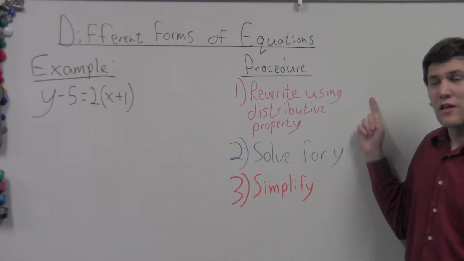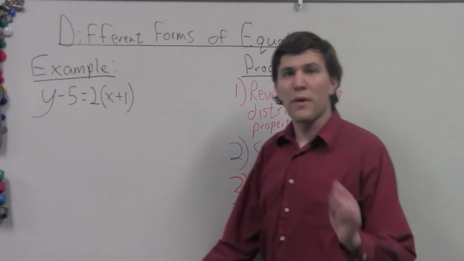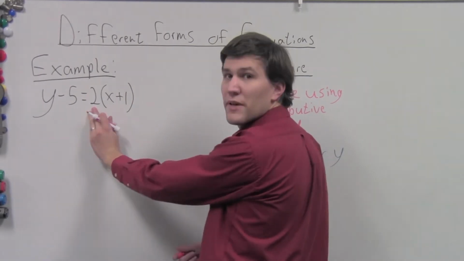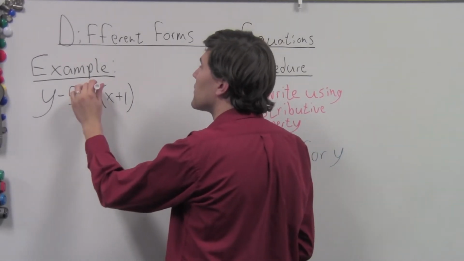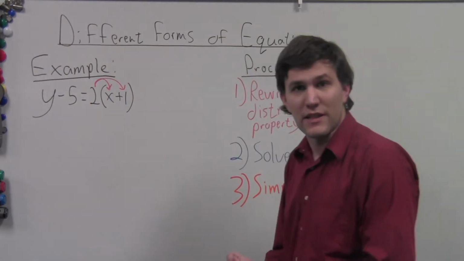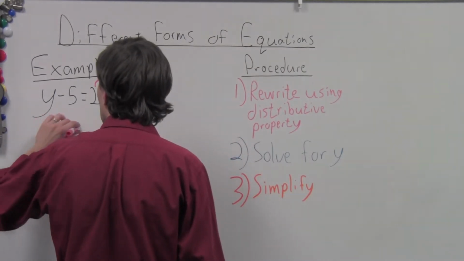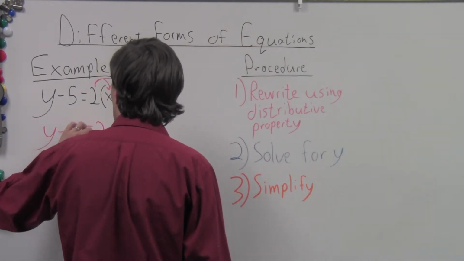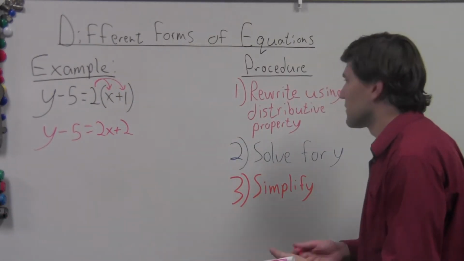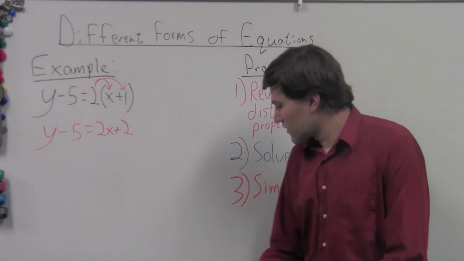Our first step is to rewrite the equation using the distributive property. Remember that the distributive property tells us whenever we have a number being multiplied outside of parentheses, we have to multiply this number by both of the parts inside the parentheses. So after we do this, our equation will look like this. y minus 5 equals 2x plus 2. So we've done the first step.